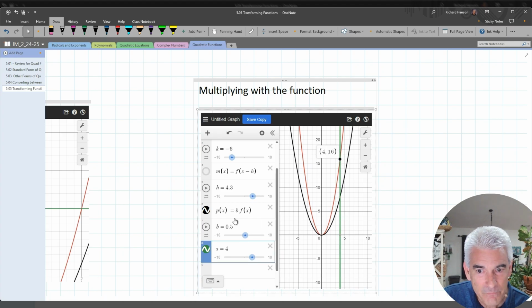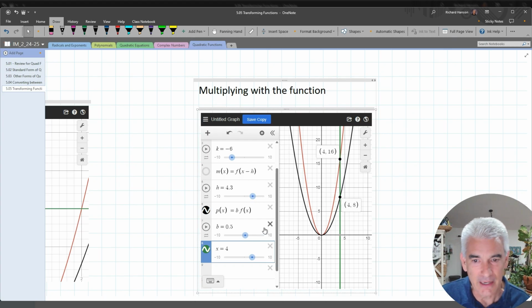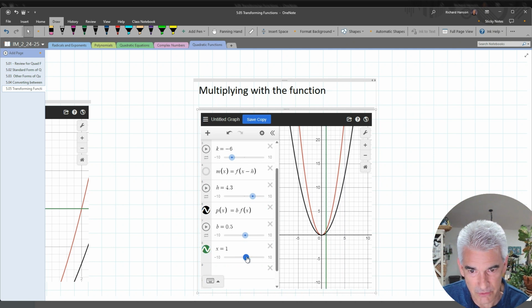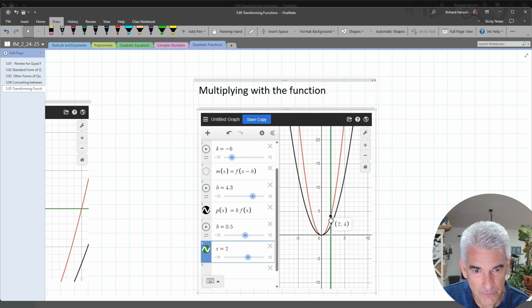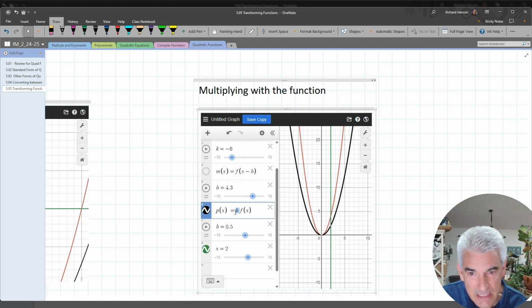Well, now this takes every point on this red graph and it multiplies them by 1/2. So now (4, 8) is on that new graph. And it happens for every value of x. I could do x equals 2, for instance. So 2 on the original graph, (2, 4). On the new graph, (2, 2). Because every single y coordinate is cut in half. This is multiplying my y coordinates, and it's multiplying them by 1/2.